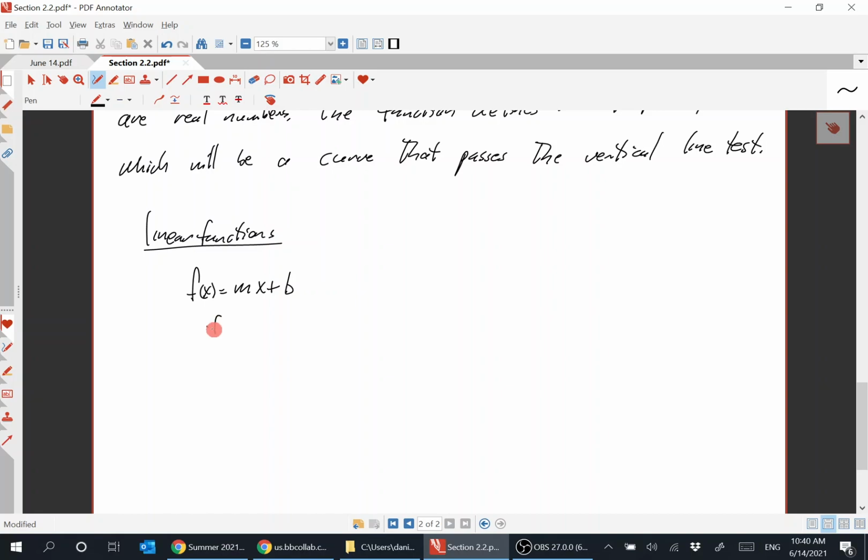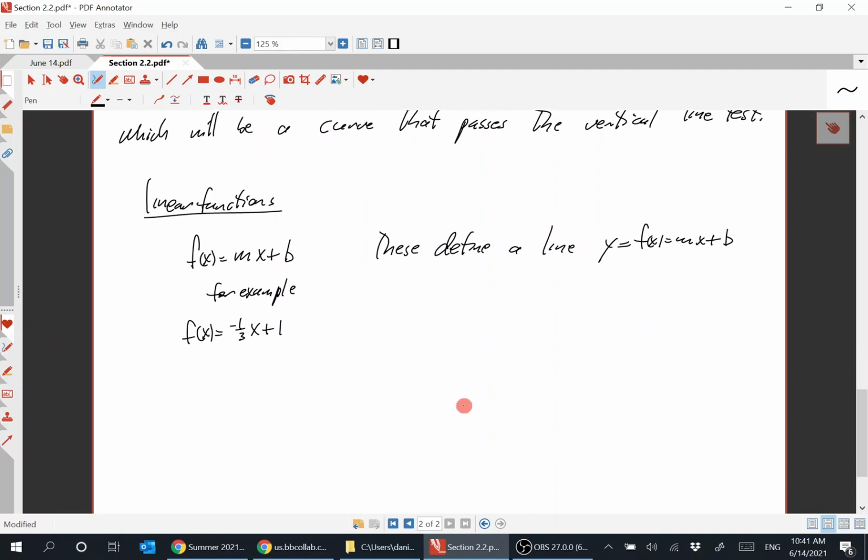Or, for example, f of x equal to minus 1/3 x plus 1. That defines a line, y equal to f of x, which in this case is mx plus b, right? Which we've talked about extensively already back in chapter 1, right?